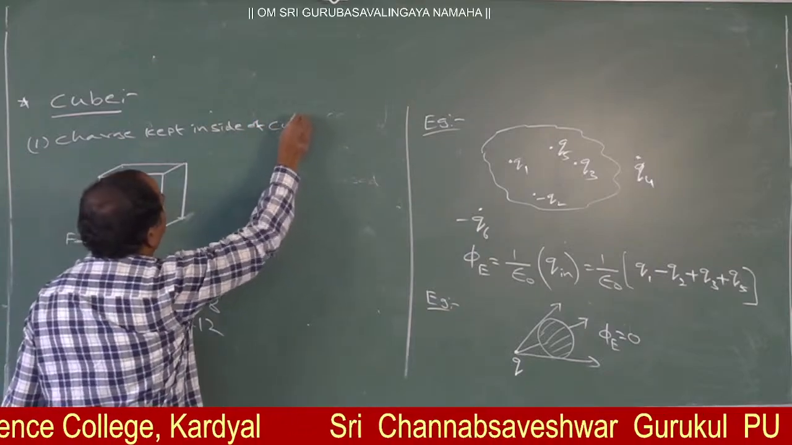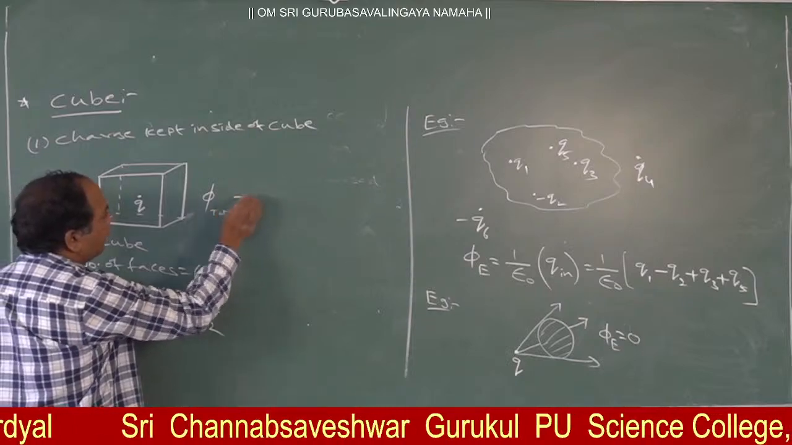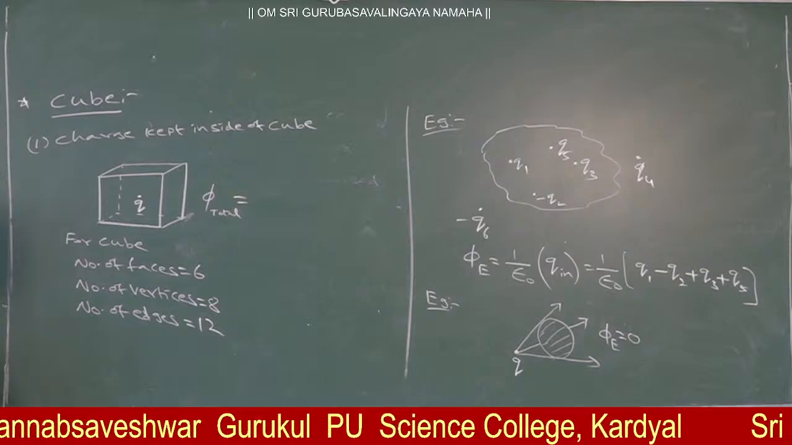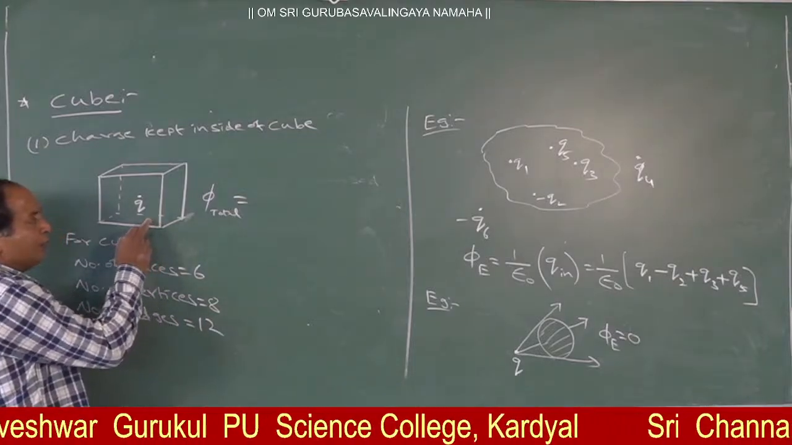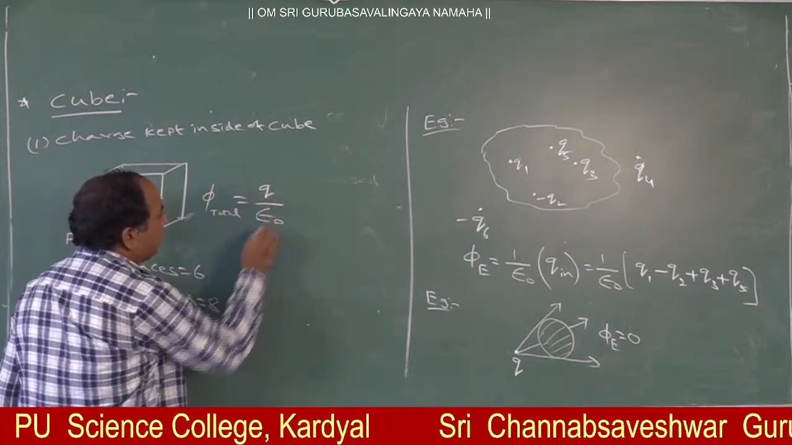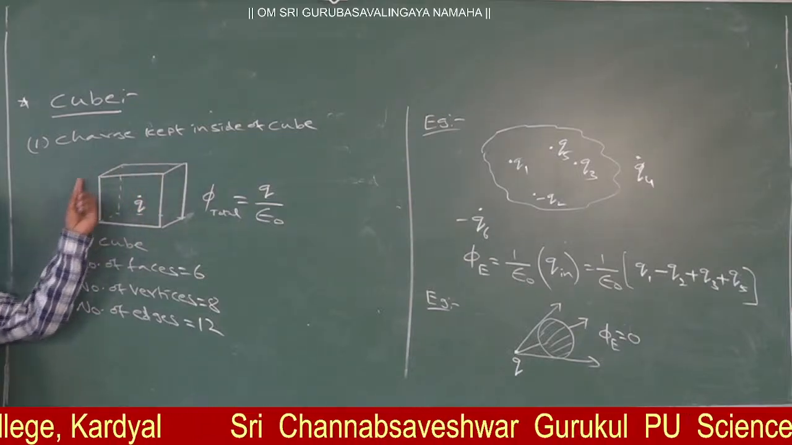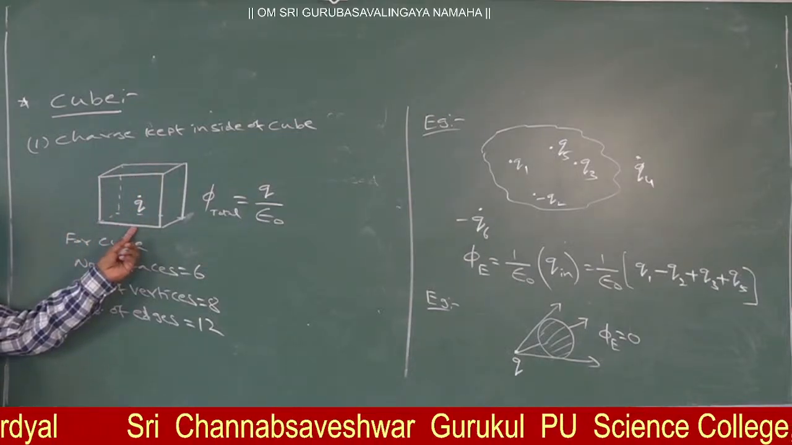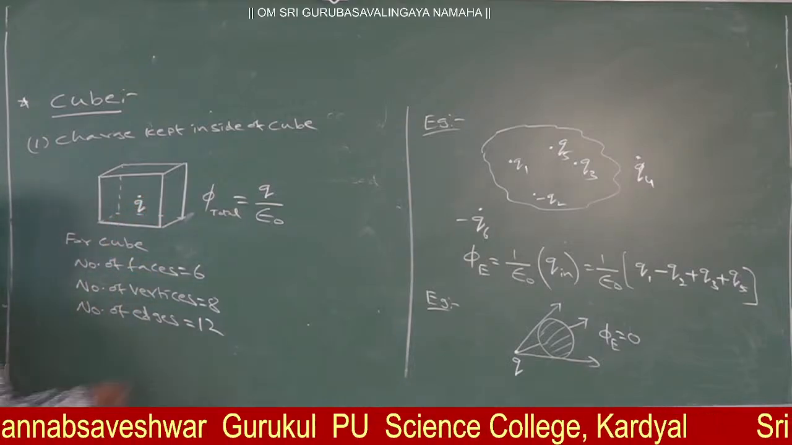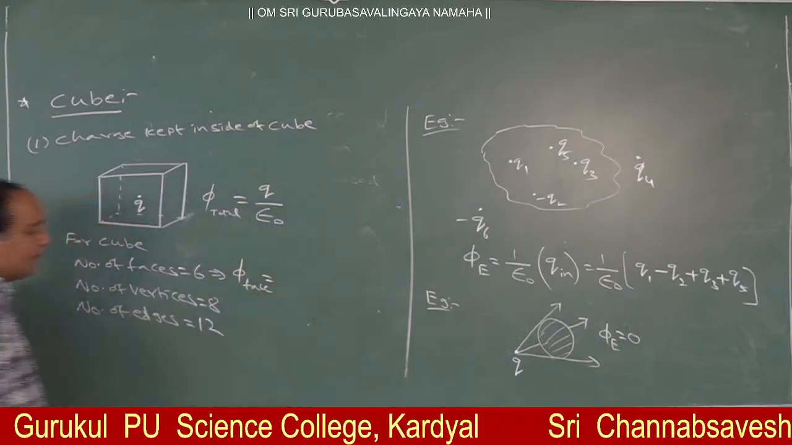If the charge is kept inside of the cube, then try to tell what is the total flux. According to Gauss law, what is the flux? 1 by epsilon naught into charge enclosed in it. That means Q divided by epsilon naught. That means from all these surfaces, Q by epsilon naught electric field lines are passing normal.